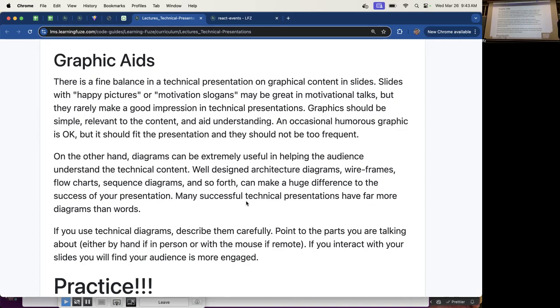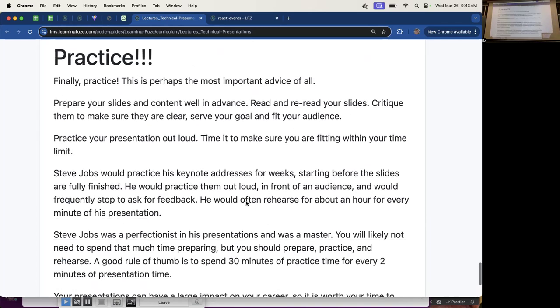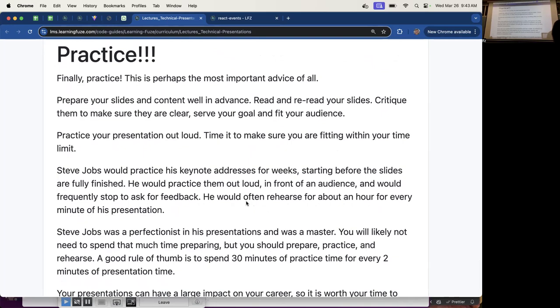All right, good. And the last topic is practice. Practice is probably the most important advice of all. You must prepare your slides and your presentation well in advance. If you prepare it that morning and you give the presentation an hour later, it's going to flop. You will forget what you wanted to say. You'll be reading your slides all the time and it just won't come across well. You have to prepare it well in advance.